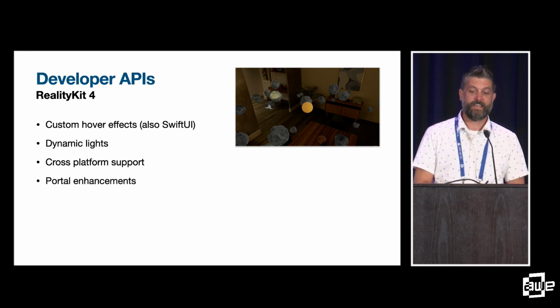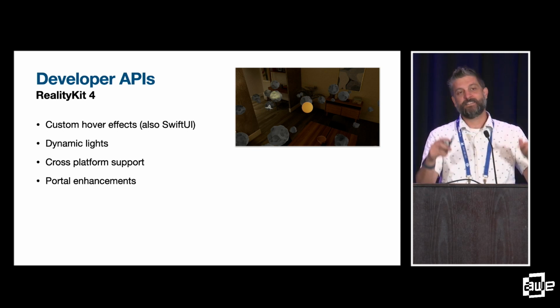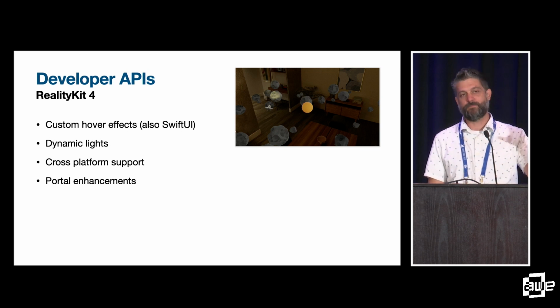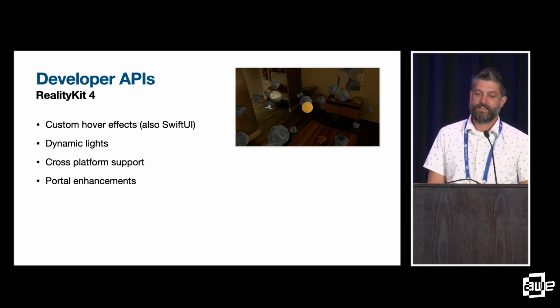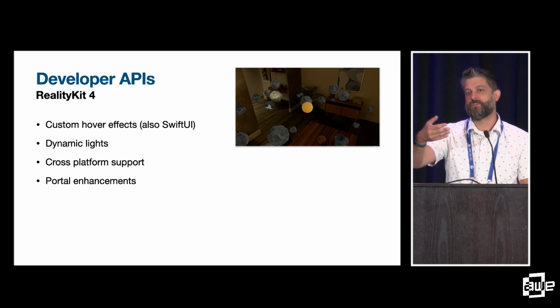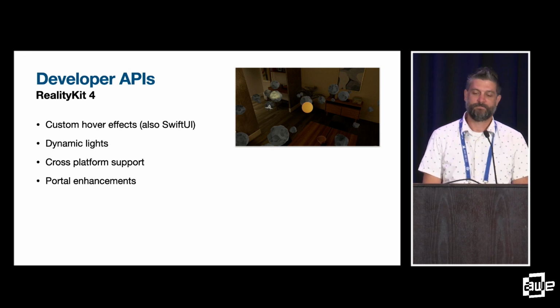There are some portal enhancements. So a portal is where you have an immersive scene and it's masked through a mesh. With visionOS 1, those objects were completely masked, so they only existed within the portal. And with visionOS 2, they've added the ability to cross out of the portal. So you can have things that are masked inside the portal and then they gradually come out into your real-world space.